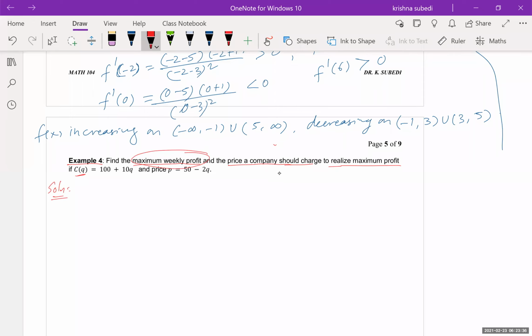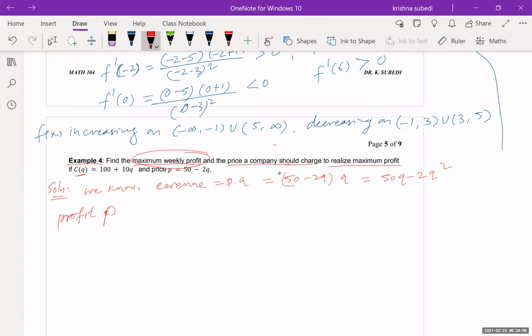So the solution here is, first of all, we need to maximize the profit, means we need to find the profit function, okay? To find the profit function, we need the revenue function. So first, revenue. Revenue means price times quantity, we know that. Price is already given, which is 50 minus 2q, and quantity is q. That's going to give me 50q minus 2q squared. That's our revenue.